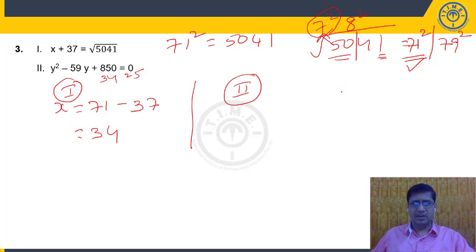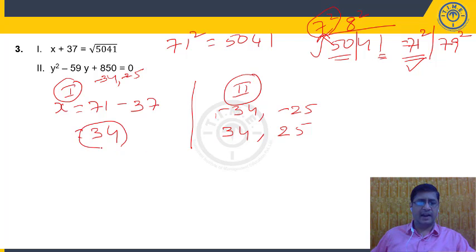So what are the roots here? The roots are minus 34 and minus 25. Minus 34 and minus 25 are the factors. So the roots are plus 34 and plus 25 divided by the coefficient of y square. The y square coefficient is 1, no need to mention here, just these are the roots. Now if you compare the roots of the first equation with the second equation, 34 and 34 are the same, equal, so x and y are equal.